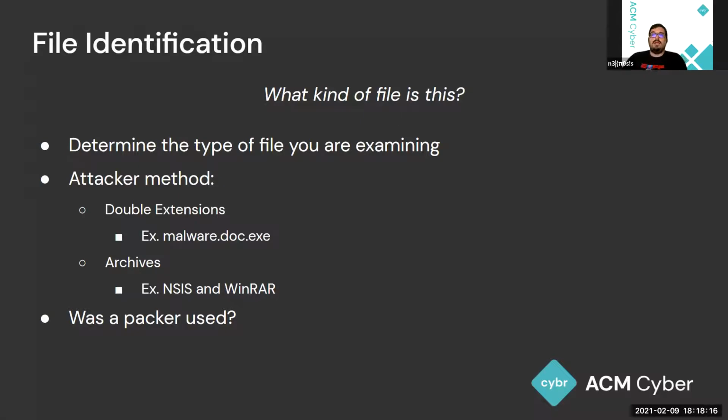File identification. So determining the type of file, there's a couple different things attackers might do, because if you've ever noticed, depending on your settings on your computer, the actual file extension may or may not be used. So like in this example, malware.docs.exe. When you download this, you might just see the .doc and be like, oh yeah, hey, this is a Word document, it's safe. And that executable portion might be hidden.